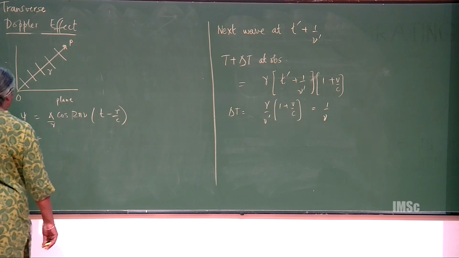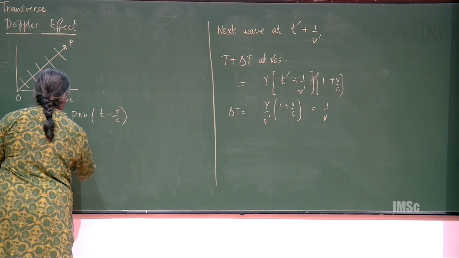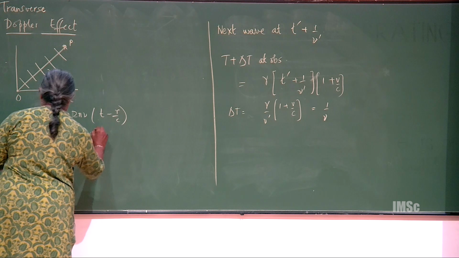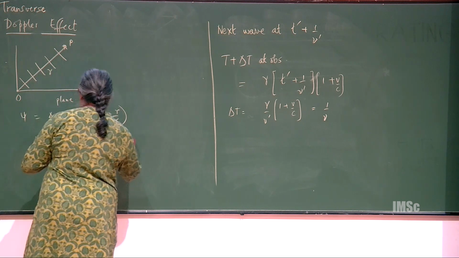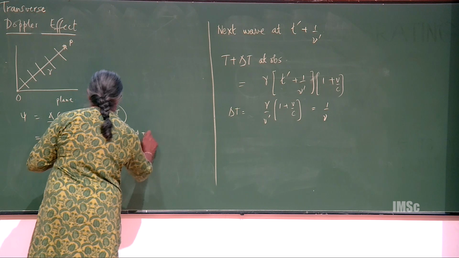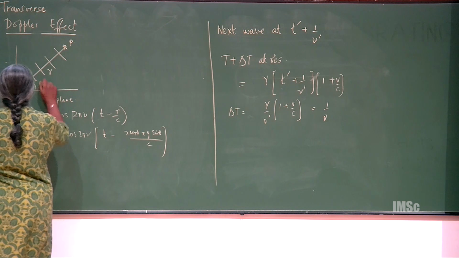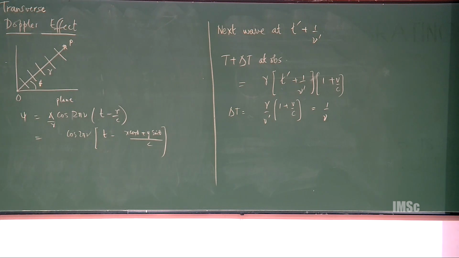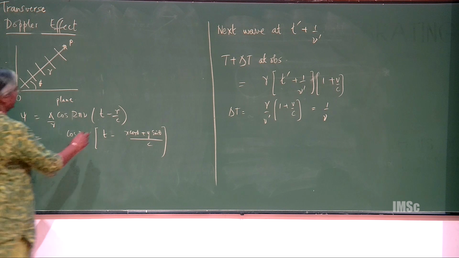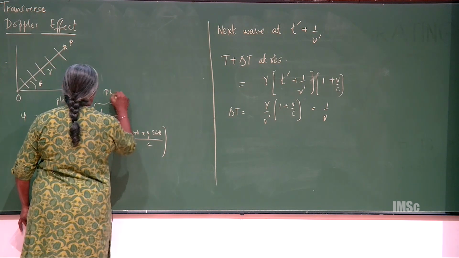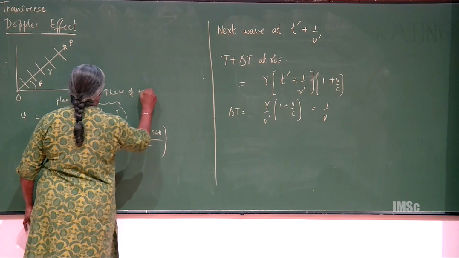Now I can write this as cos of 2 pi nu times t minus x cos theta by c. I have now put a theta over here. And you can see that that is what will change from sigma to sigma prime. So this is the phase of the wave, right? The phase of the wave.